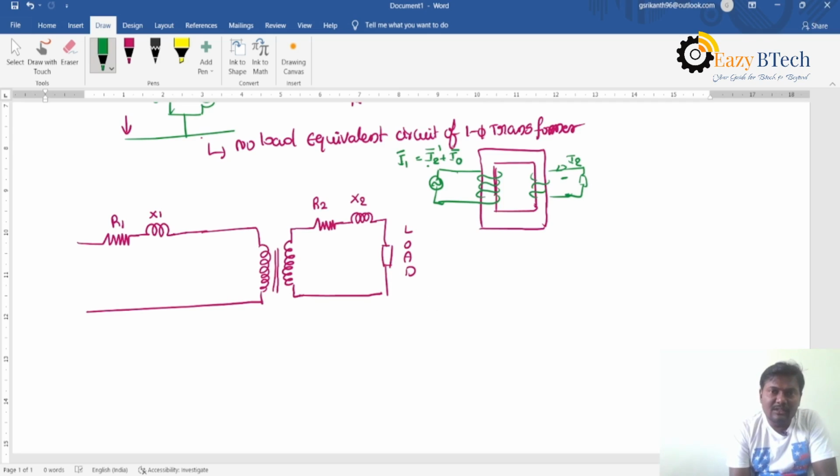So we have to represent the no load equivalent circuit in the equivalent circuit of a single phase transformer, as well as the resistance of the winding and the leakage reactance of the winding. If you observe this equivalent circuit, the no load circuit is missing. So I am adding the no load circuit here.